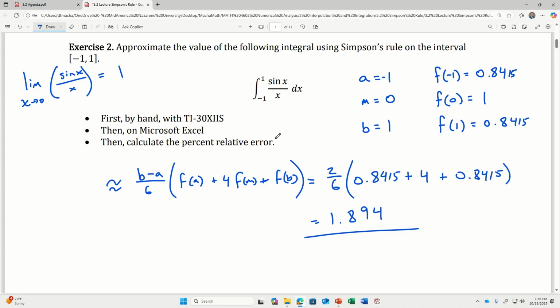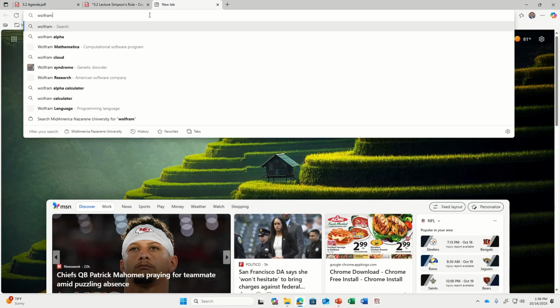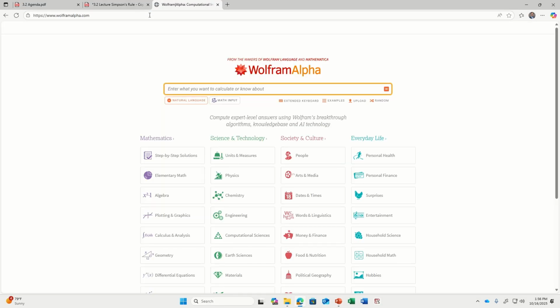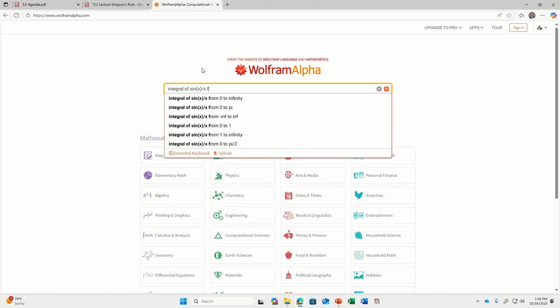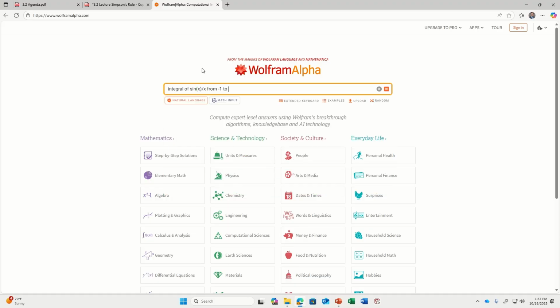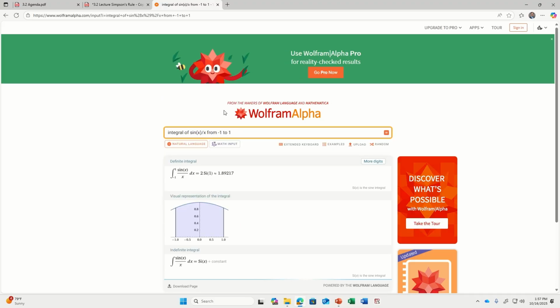So let's figure out what the real value is for the integral of this function using handy dandy wolframalpha.com. Integral of sine of x divided by x from -1 to 1. The real answer is 1.892.